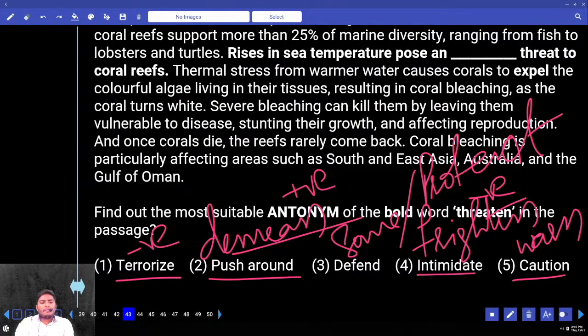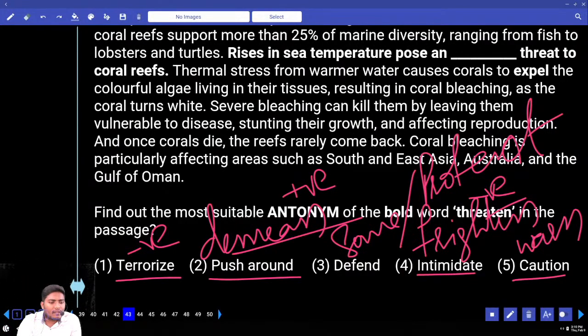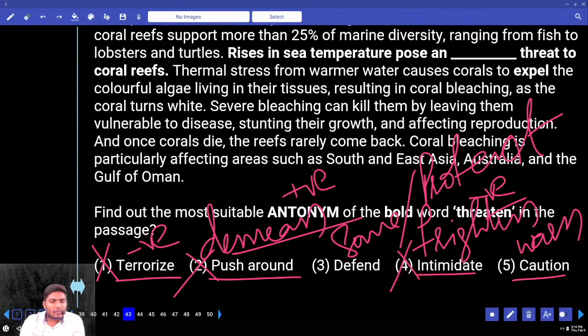Tell me your answer. What can be your antonym? Now, can you eliminate 3 negative words here? What are they? First one is out. Push around. Second one is out. Another one, intimidate. Third, fourth one is out.